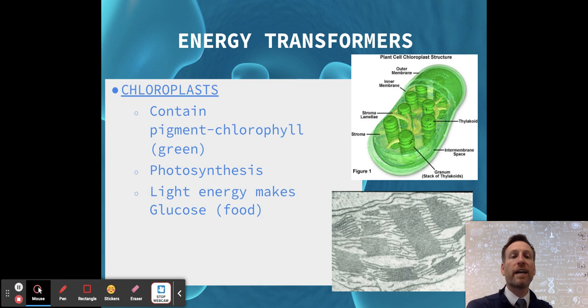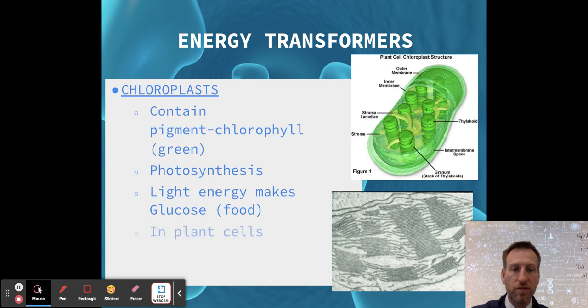So chloroplasts technically don't make the energy. They make the food from sunlight and water and carbon dioxide. Those are all the ingredients in photosynthesis. You'll learn about that next year in depth too. Okay, obviously, we do not have chloroplasts. We need to eat, right?